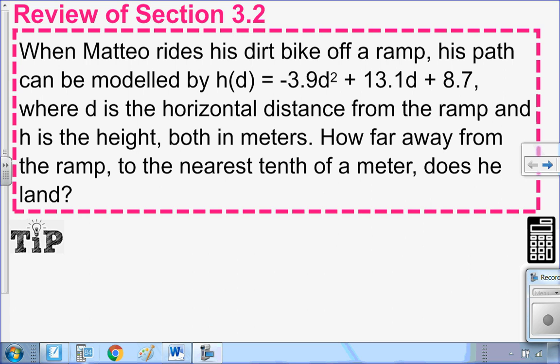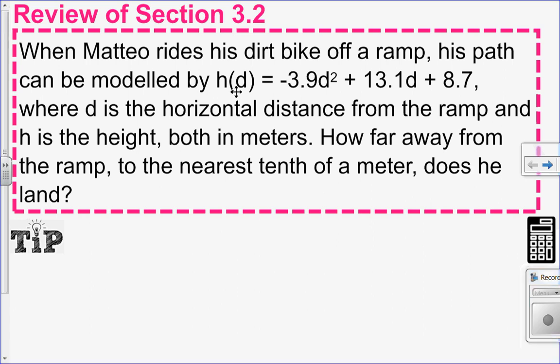In this question, we have Mateo riding his dirt bike off a ramp. The path that he follows off that ramp can be modeled by this quadratic function: h of d equals negative 3.9 d squared plus 13.1 d plus 8.7, where d is the horizontal distance from the ramp and h is the height, both measured in meters.